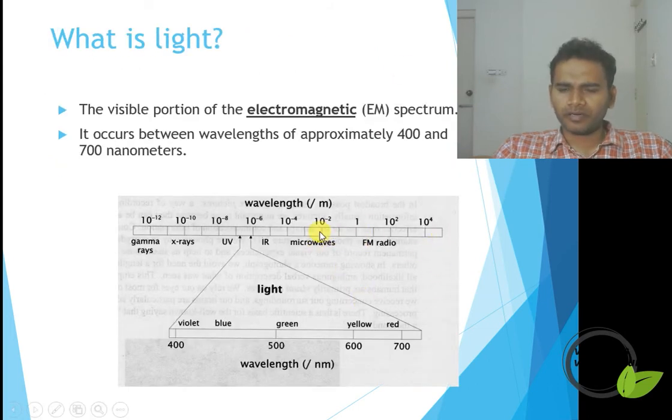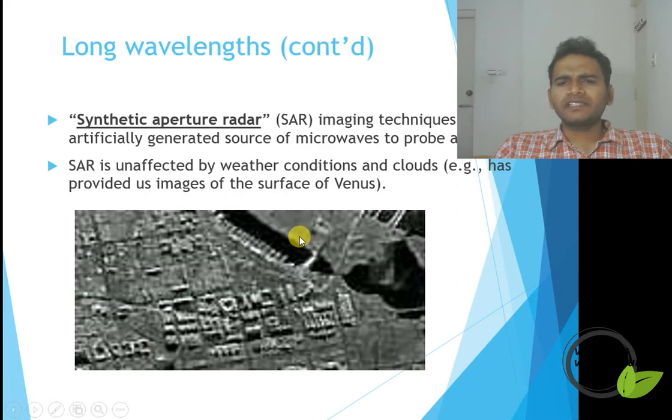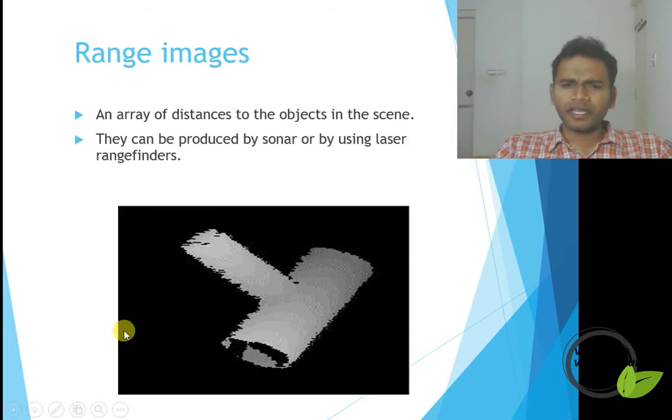It's a microwave, it's not a radio, it's a microwave. So using this technique you can do different things, like determining the weather conditions that exist in a particular area, a particular region. And then you can also study the surface of a planet.